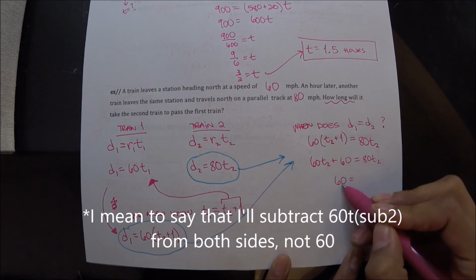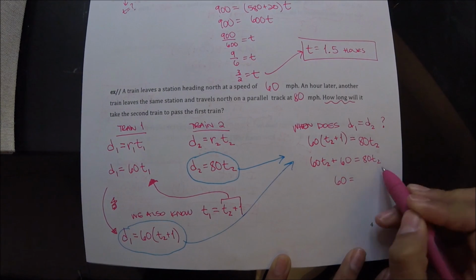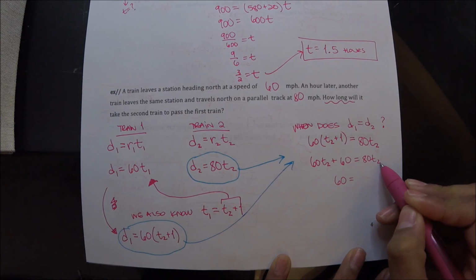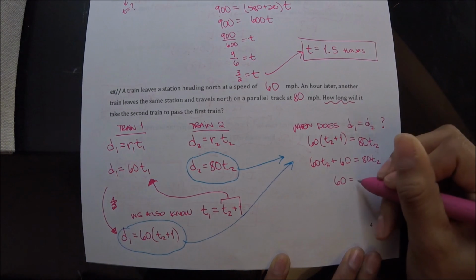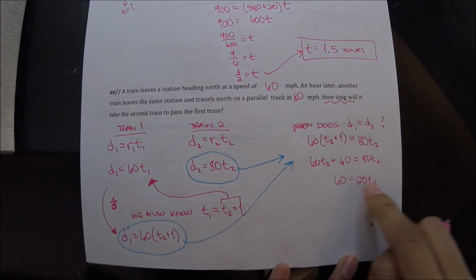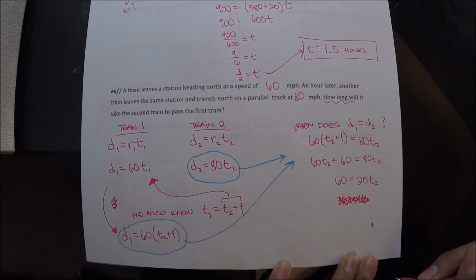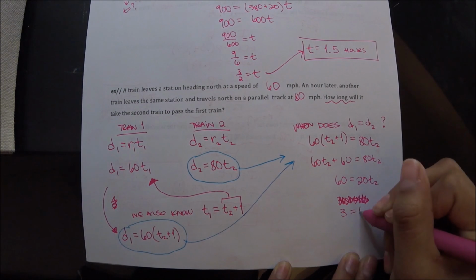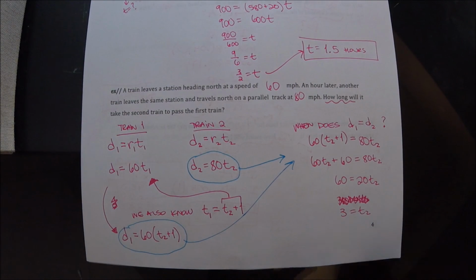So this 60 stays here. Subtract 60 t2 from both sides. 80 t2 minus 60 t2 is 20 t2. And then divide both sides by 20. So we get 3 equals t2. So that's the time.